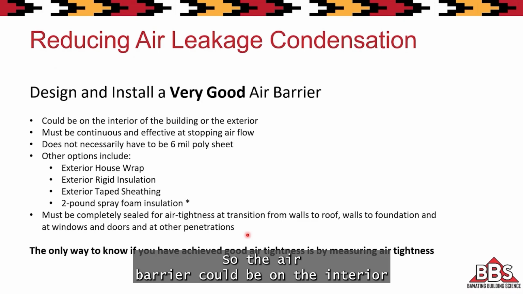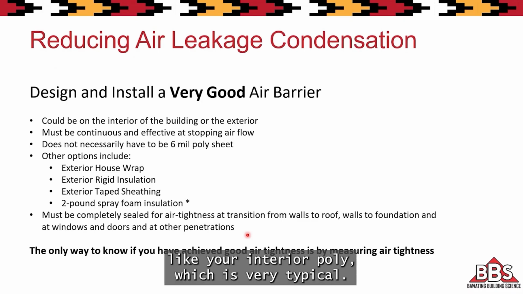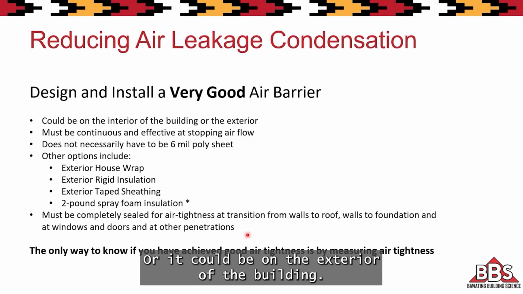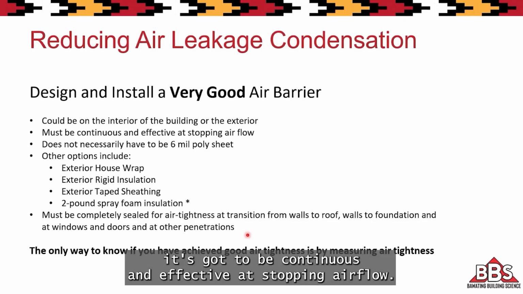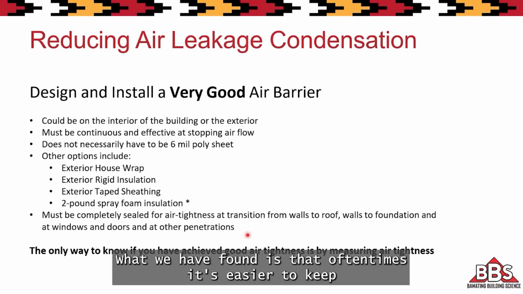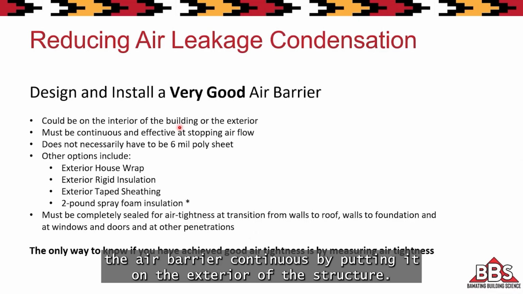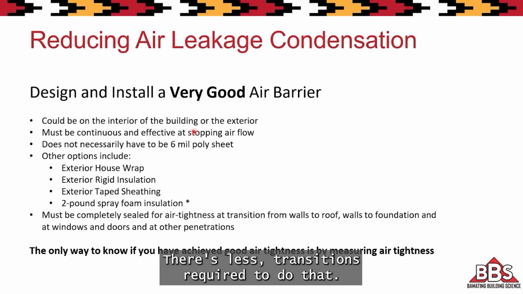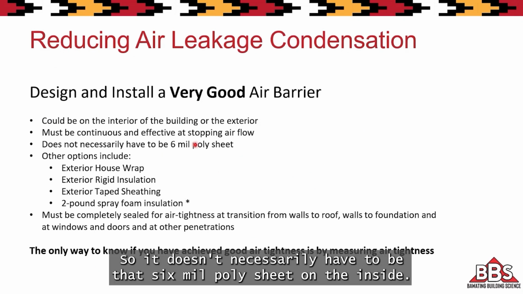So the air barrier could be on the interior, like your interior poly, which is very typical, or it could be on the exterior of the building. The important thing is that it's got to be continuous and effective at stopping airflow. What we have found is that oftentimes it's easier to keep the air barrier continuous by putting it on the exterior of the structure. There's less transitions required to do that. So it doesn't necessarily have to be that 6 mil poly sheet on the inside.